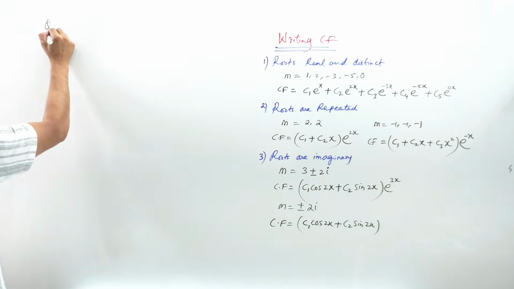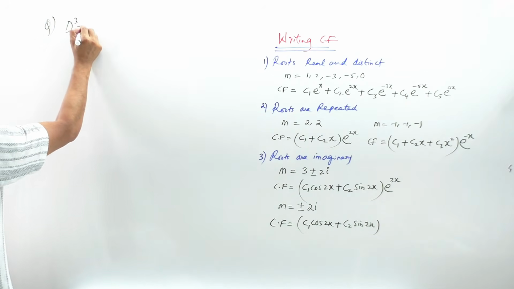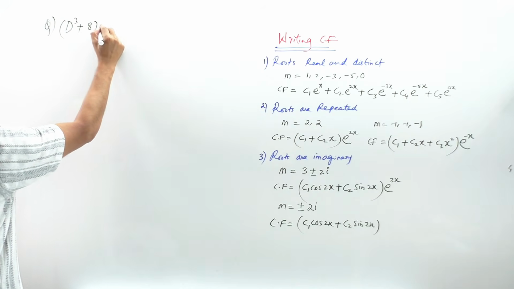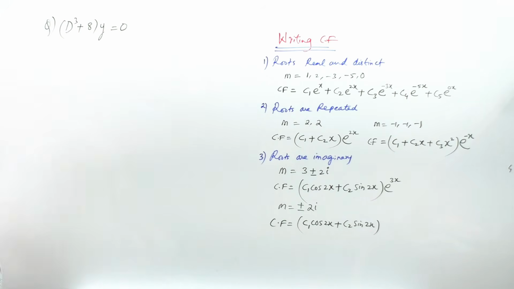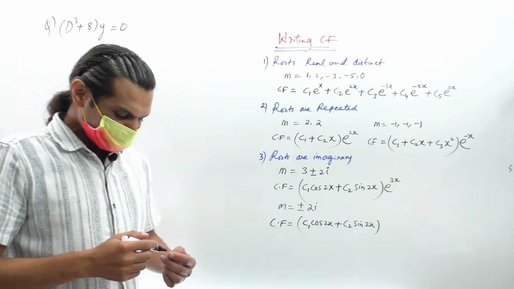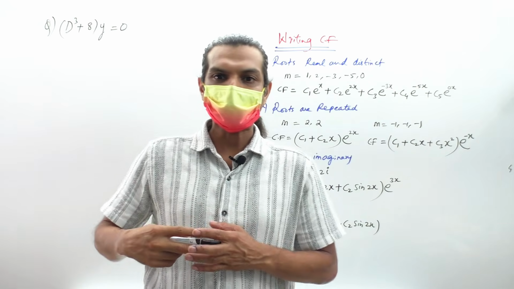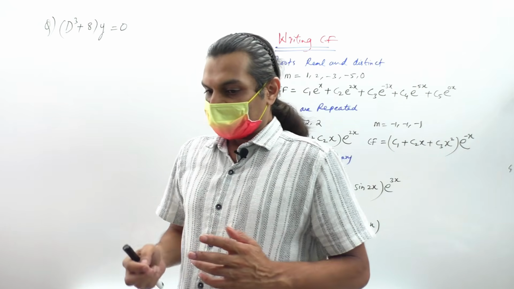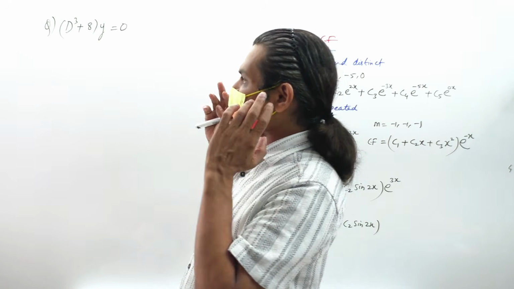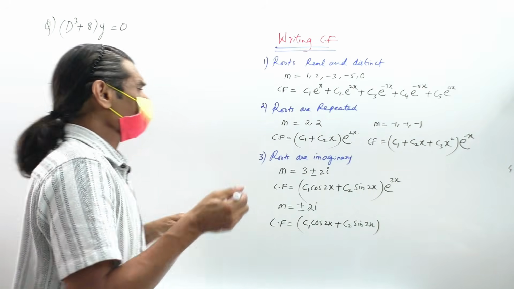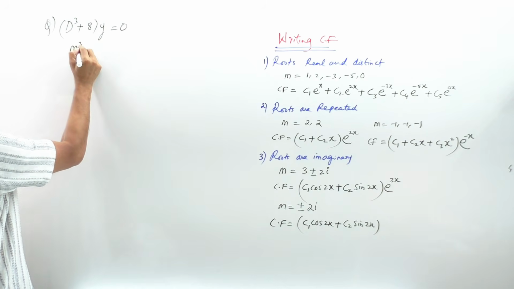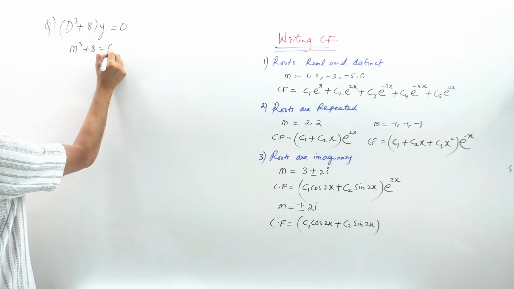Let us solve this question now. D cube plus 8 into y is equal to 0. Okay. See, this question I have seen while checking papers and all. Due to lack of basics, many students will do this: d cube plus 8 is equal to 0. Okay, that means obviously m cube plus 8 is equal to 0.